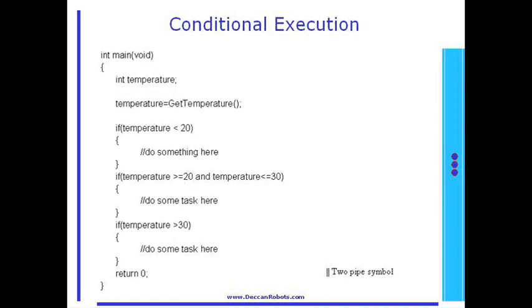This sample program monitors an input temperature received from the getTemperature function. We have used if statement to check the input temperature. The if statement requires a condition. This condition is put inside the round brackets. The first if statement checks if the input temperature is less than 20. The second if statement checks if the temperature is equal to or greater than 20, and it also checks if the temperature is less than or equal to 30. This allows us to specify the range of temperature between 20 to 30.